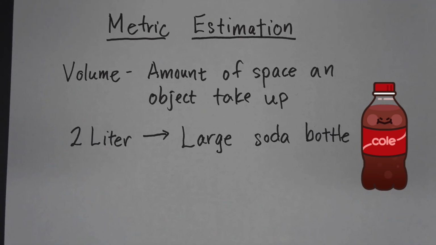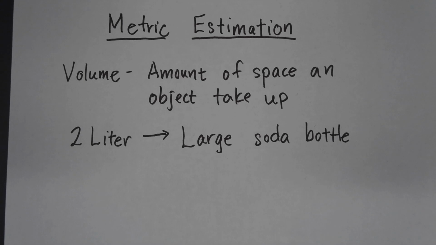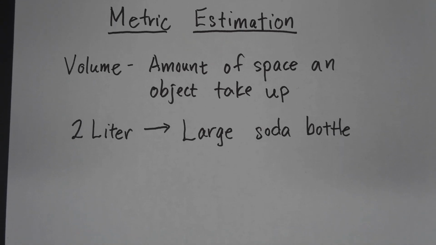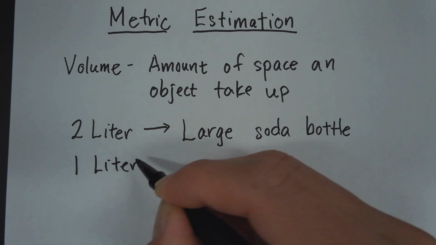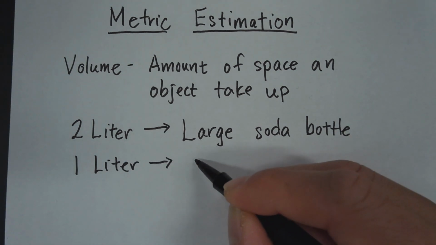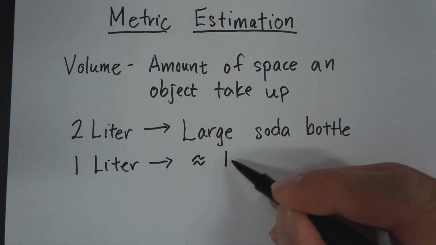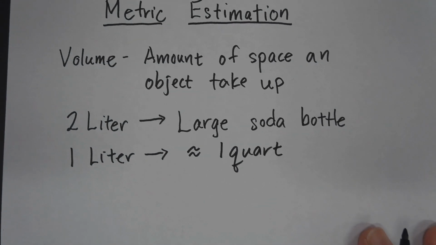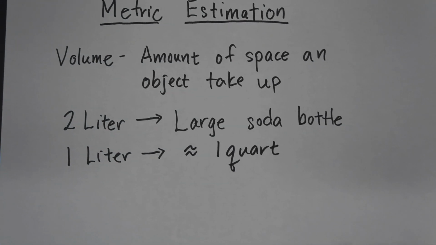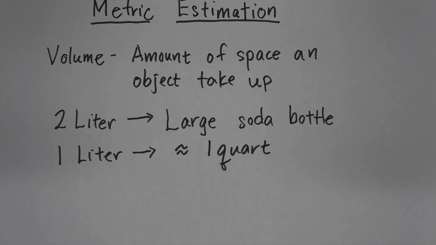Okay, what is a liter? Well, a 2-liter bottle has 2 liters of volume. So 1 liter would be half of a 2-liter bottle. 1 liter is approximately, not exactly, but approximately 1 quart. So if you have a gallon of milk and you cut it up into 4 parts, each part would be about a liter.